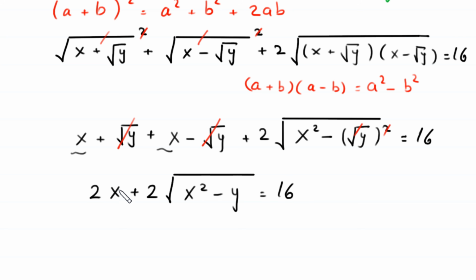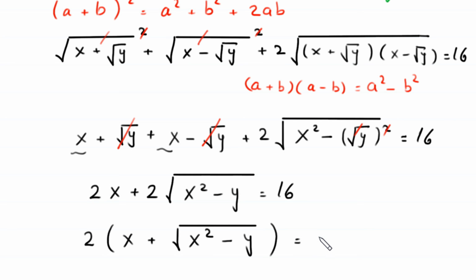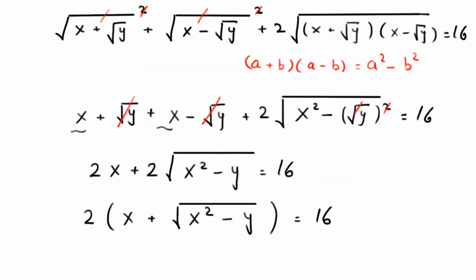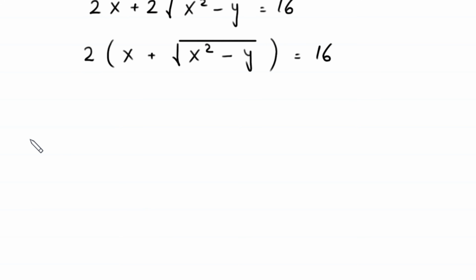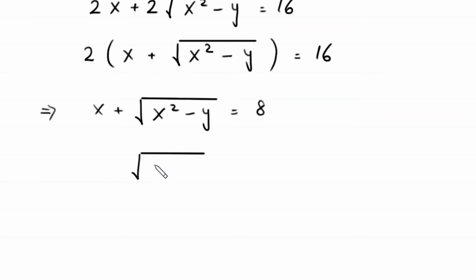From the left hand side we can factor out 2 as common factor. In bracket left, x plus square root of x squared minus y equal to 16. Now if we divide both sides by 2, this implies that x plus the square root of x squared minus y equal to 8. Move this x to the right hand side, this will become the square root of x squared minus y equal to 8 minus x.